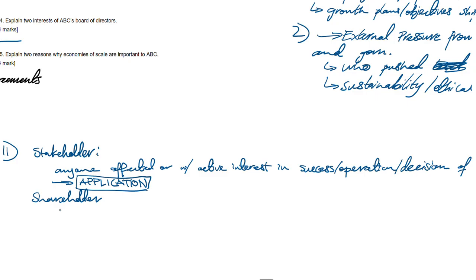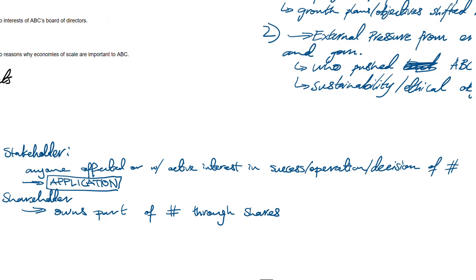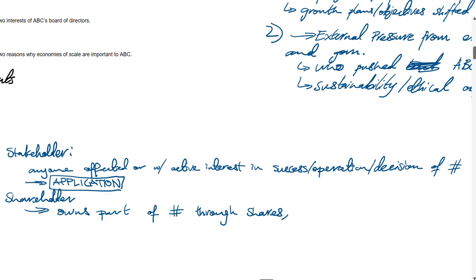So that is that. Now, shareholder. What is a shareholder? Someone who owns part of the company through their shares, right? They bought shares, so through shares, or they were given shares in exchange for something. So through shares. And what is their main objective?